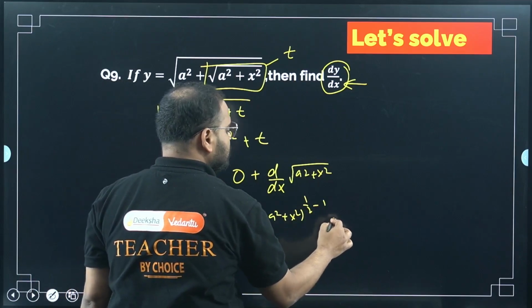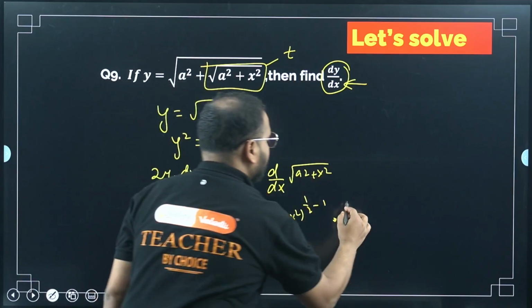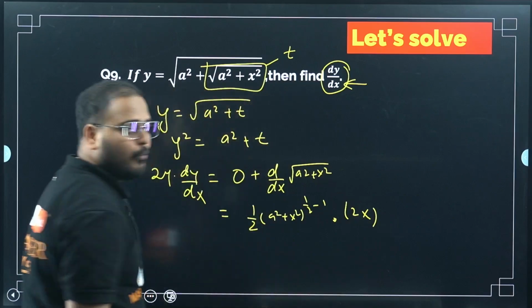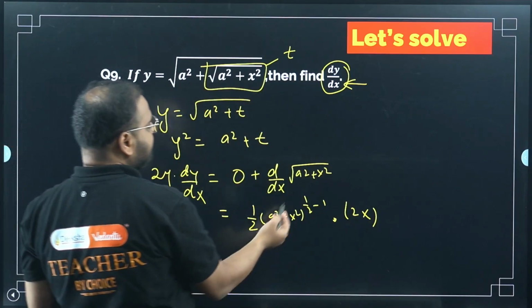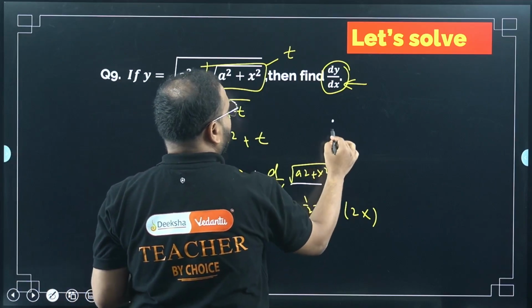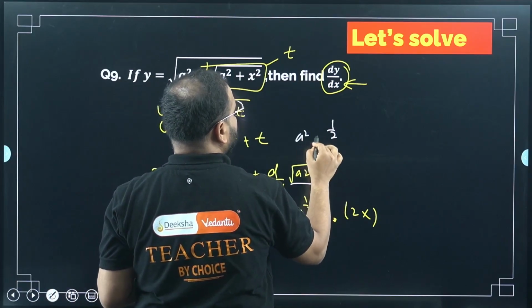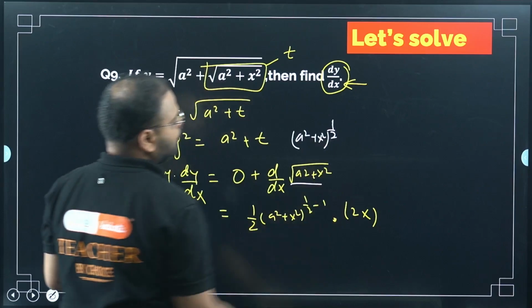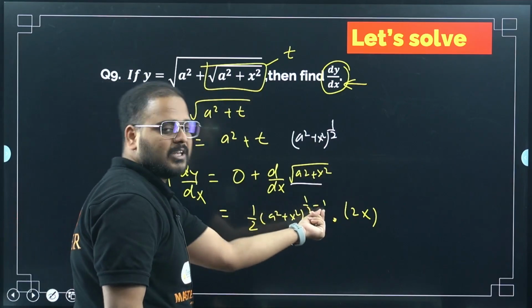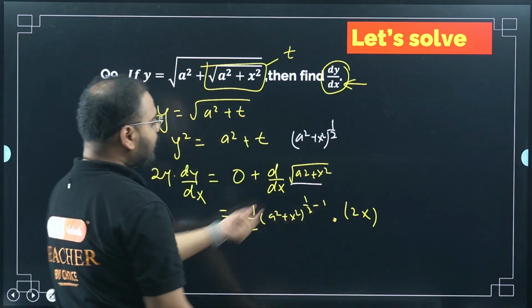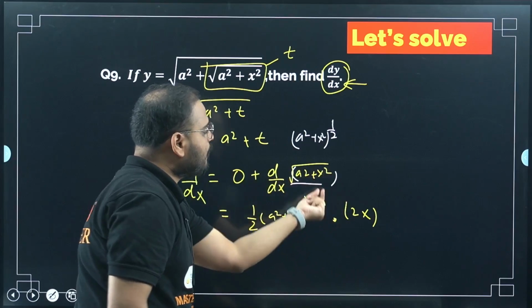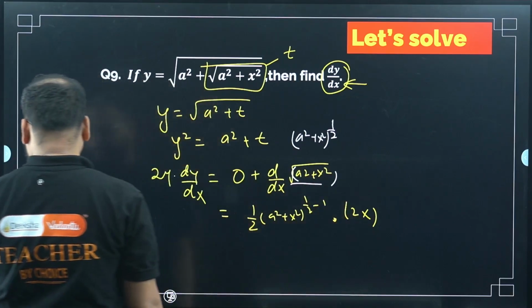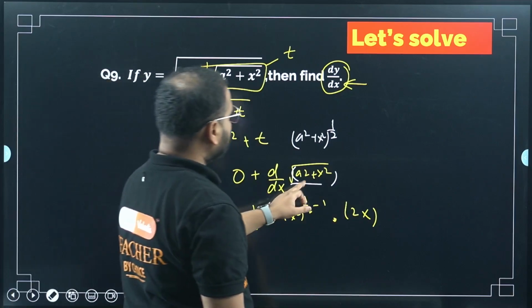But is it enough? No, sir. I have to do for x square again. So what I'm going to get? 2x. Please look here. This is my chain rule. First I did this part, in the form 1 by 2: a square plus x square power 1 by 2, so 1 by 2 came in front, with power 1 by 2 minus 1. Then again I have to do the inside part: for a square I'll get 0, for x square I'll get 2x. Hope this is clear.